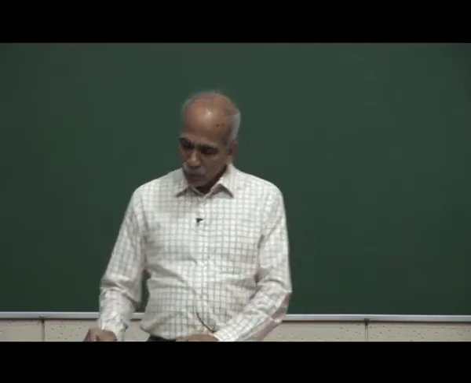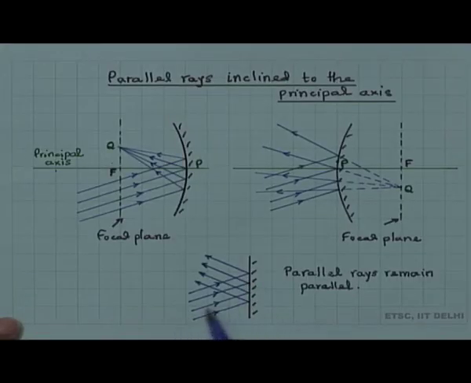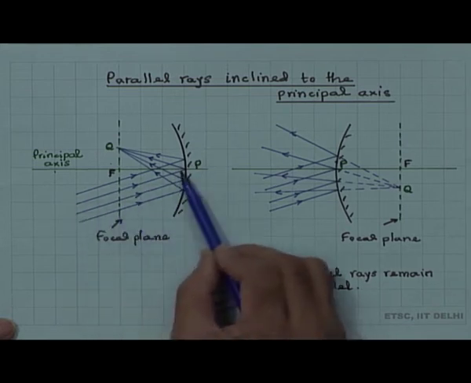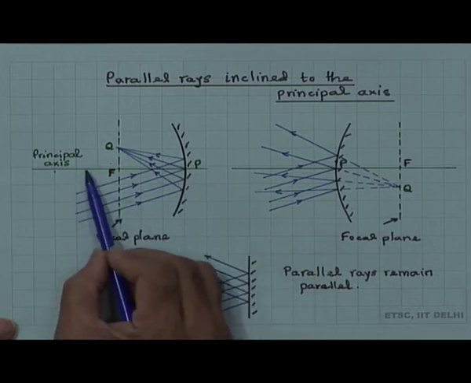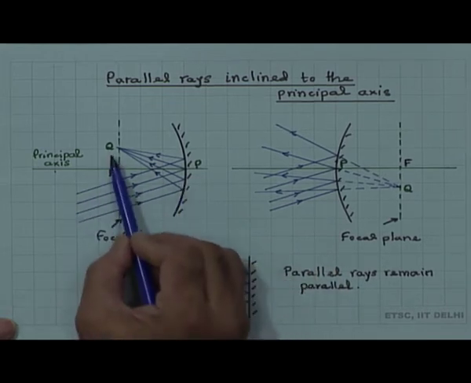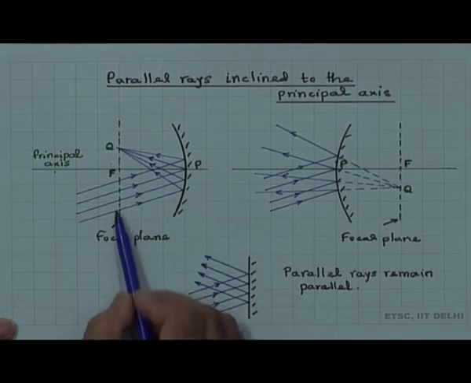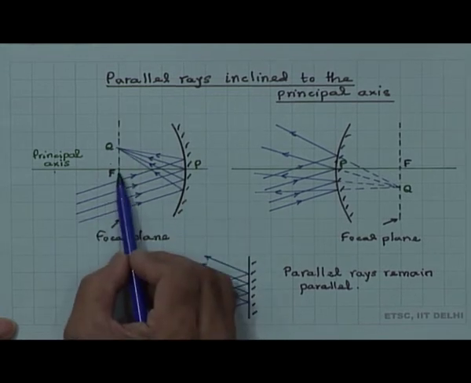So, please see this. When parallel rays are incident on a plane mirror, they reflect and they are parallel, the beam remains parallel, because all the rays remain parallel to each other. Every ray satisfies the angle of incidence equals the angle of reflection, but the beam remains parallel. Whereas, if there is an inclined parallel beam, inclined to the principal axis, then they will get focused to a point, but that point Q lies on a plane containing the focus.